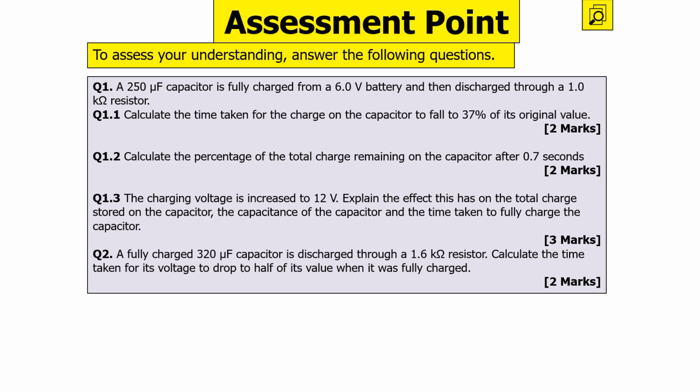Then the charging voltage is increased to 12 volts. Explain the effect that this has on the total charge stored in the capacitor, the capacitance of the capacitor, and the time taken to fully charge the capacitor. Then a fully charged 320 microfarad capacitor is discharged through a 1.6 kilo ohm resistor. Calculate the time taken for its voltage to drop to half of its value when it was fully charged. So pause the video now, then unpause the video when you want to go through your answer.